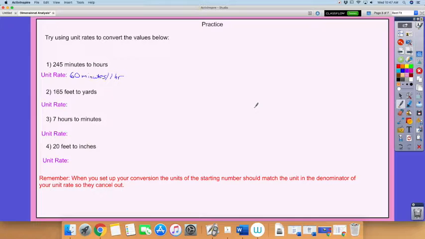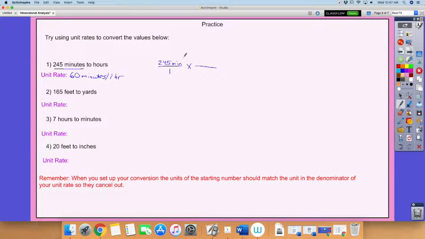So now, when we set up our conversion problem, like the page before, we start with what they give us. They give us 245 minutes, and we're trying to convert it to hours. So I'm going to put it over the 1, put our times sign, and now think about how do I need to write this? Am I going to put 60 minutes over 1 hour or 1 hour over 60 minutes?